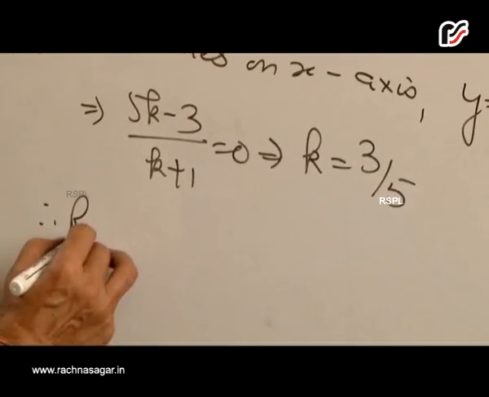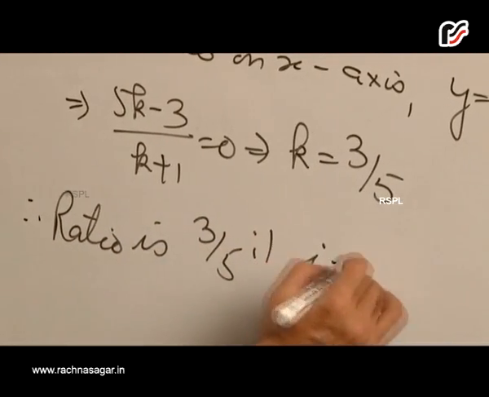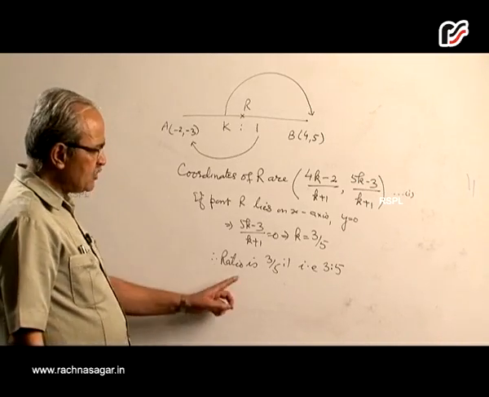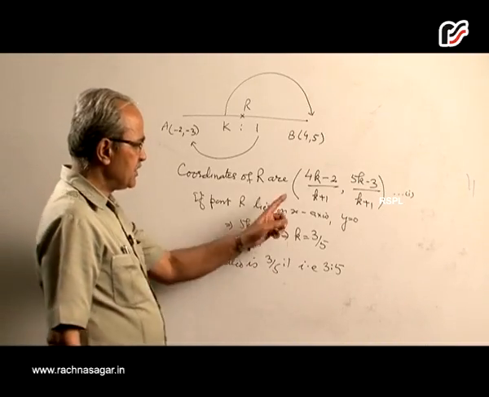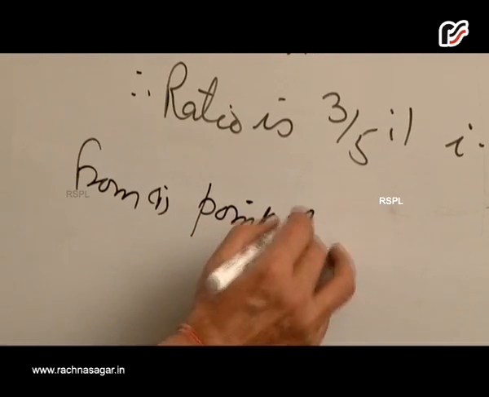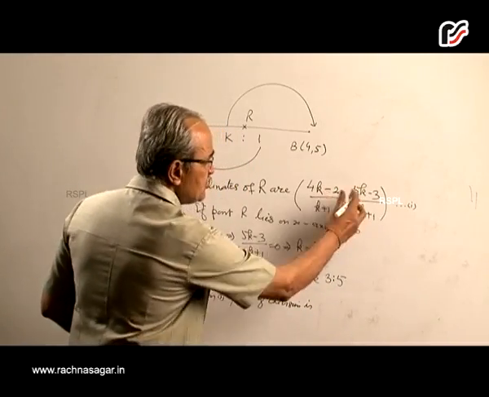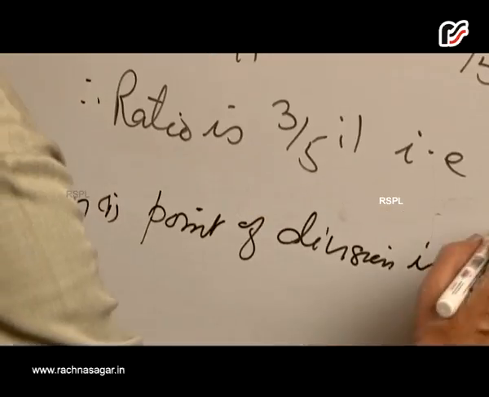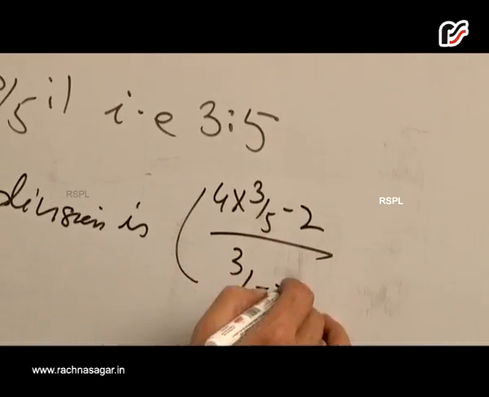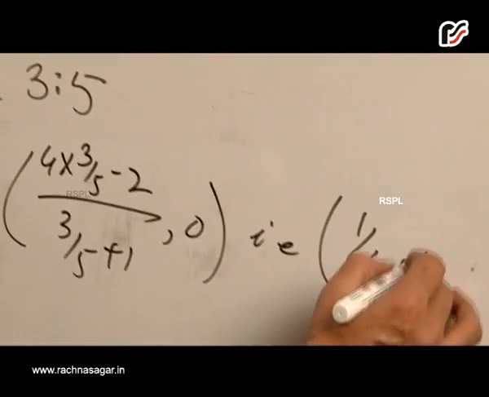Therefore, the ratio is 3 by 5 is to 1, that is 3 is to 5. Now to find the coordinates of the point of division, we put k equal to 3 by 5 in 1. We substitute the value of k in 1, so we get (4 into 3 by 5 minus 2) divided by (3 by 5 plus 1), comma 0, that is (1 by 4, 0).